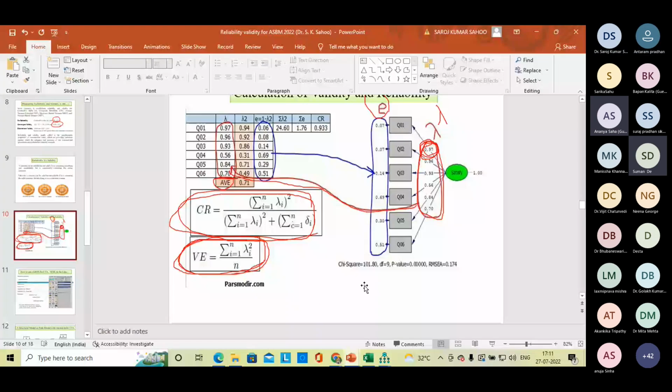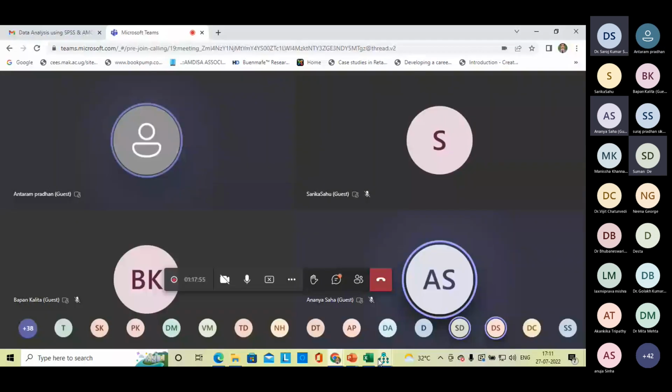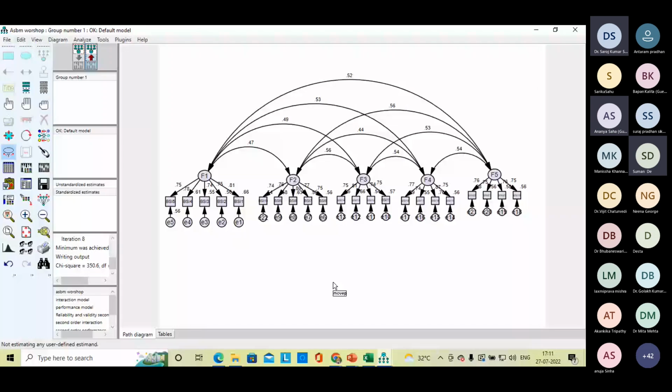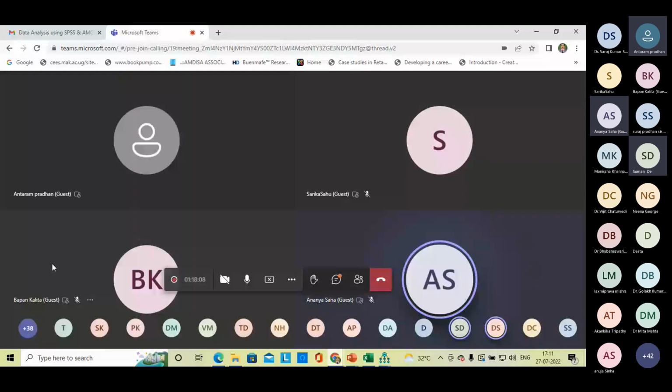Likewise, only for F1, please calculate the error values so that I can show you. Please calculate the error value. Papan, are you calculating?